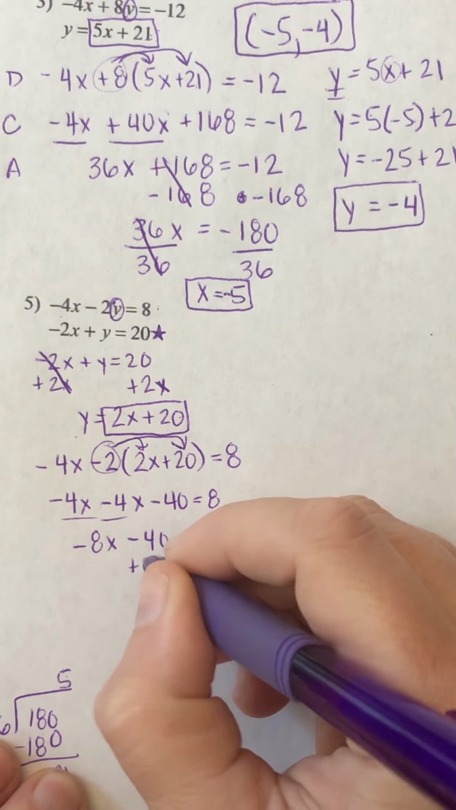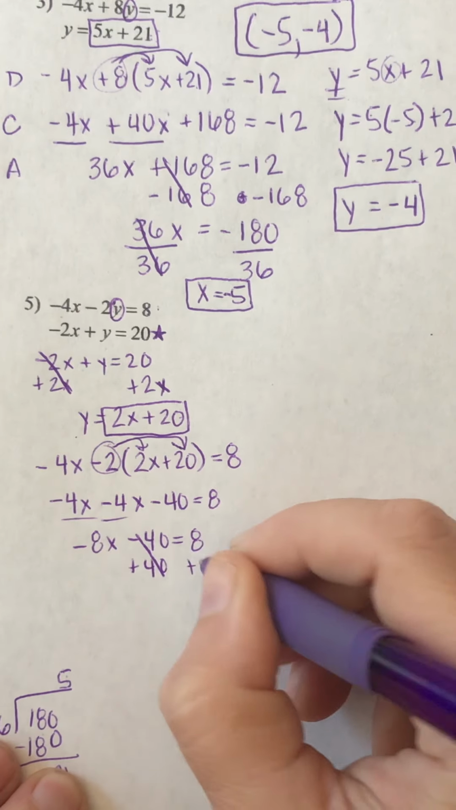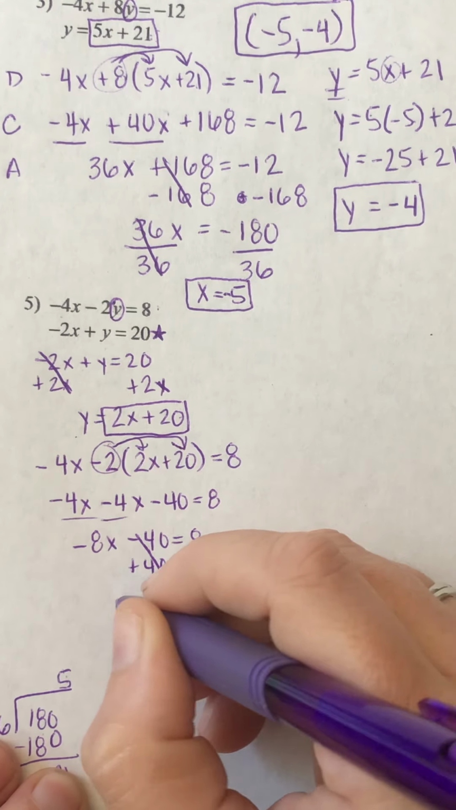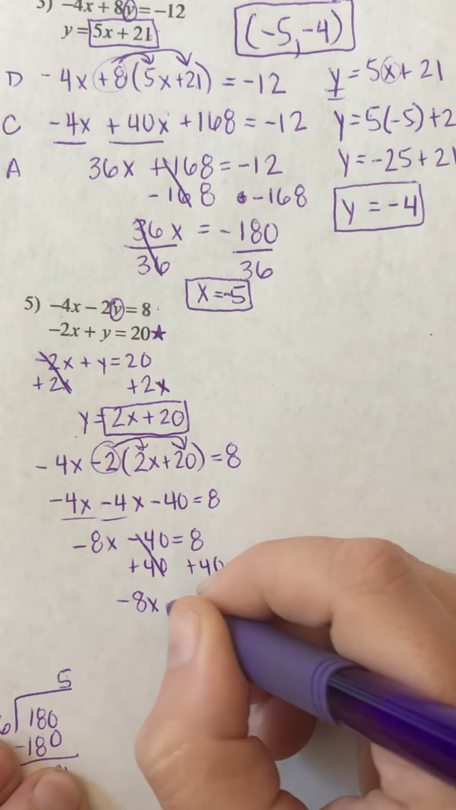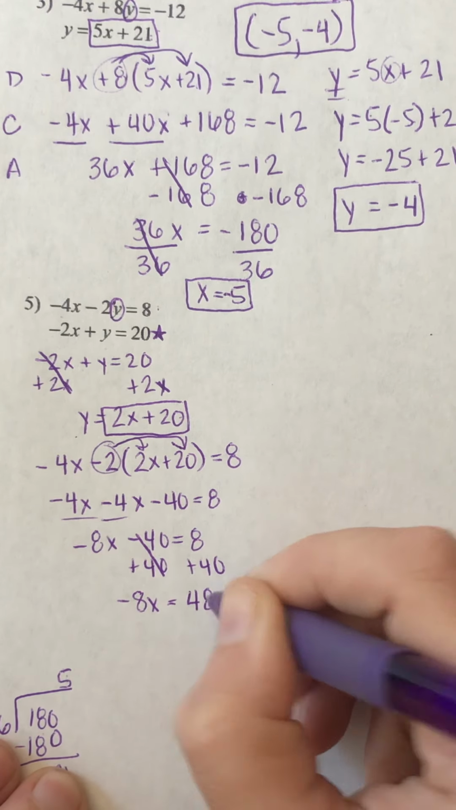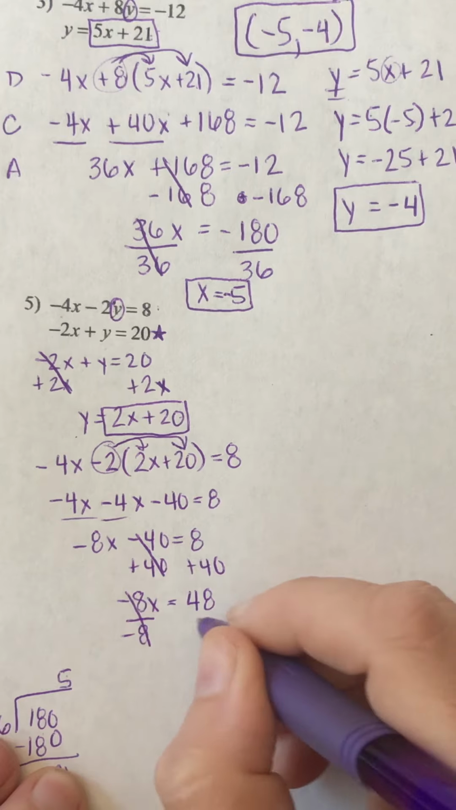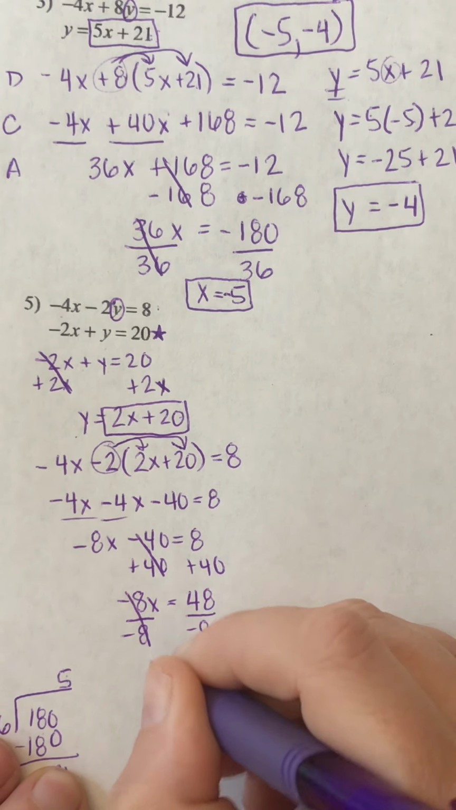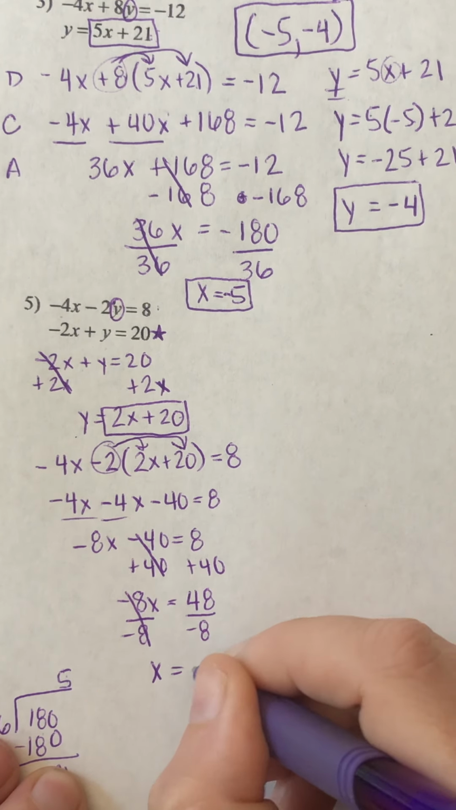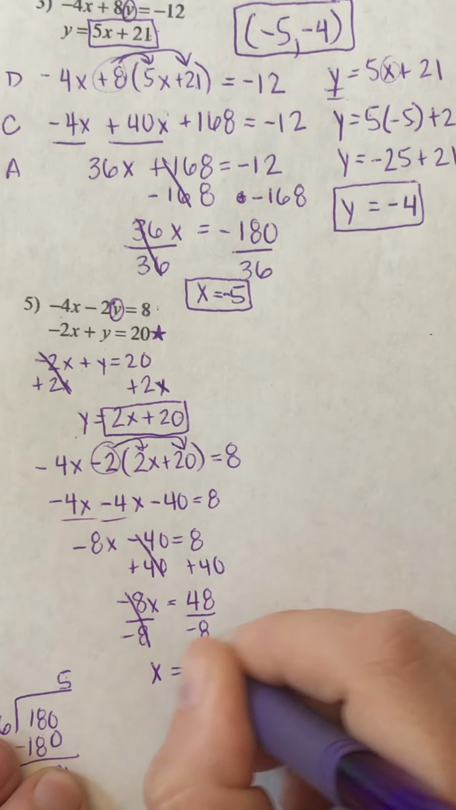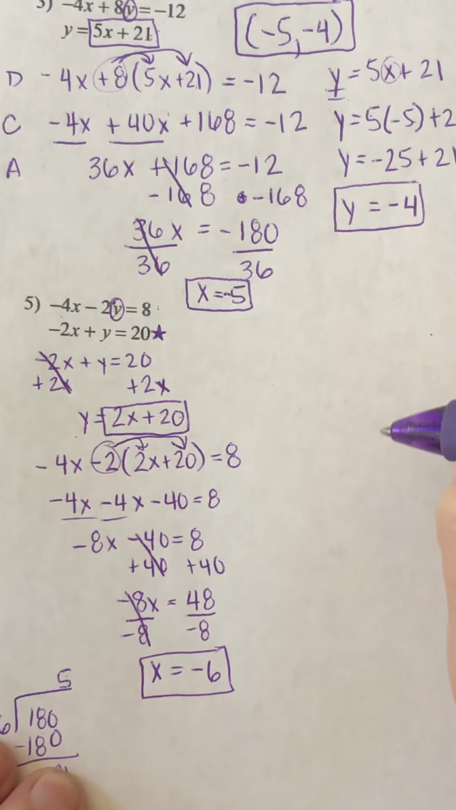Add this 40 to both sides. We're going to get negative 8x equals 48. And we should be able to do this math in our head. Divide by negative 8, divide by negative 8. We should end up with our x being equal to a negative 6. So that's our first part of our solution.